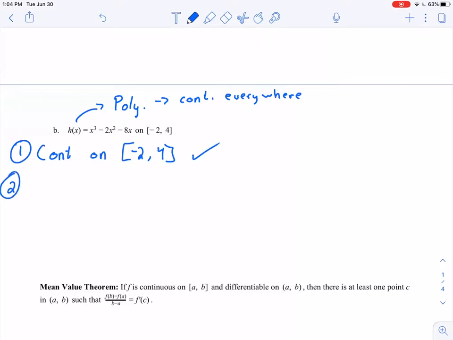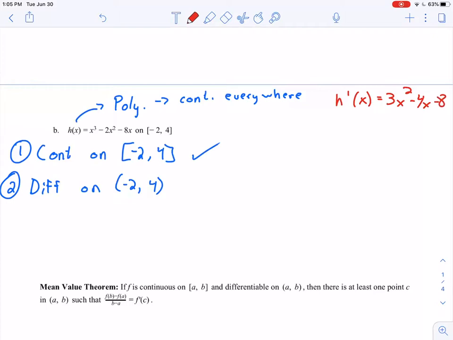Second condition, is it differentiable on the open interval -2 to +4? Last time we graphed it. This time, I think it's a little bit trickier to graph, so I might suggest we find the derivative. I'm going to do that over here in red. h prime of x this time is x cubed minus 2x squared minus 8x. Nope, I forgot to take the derivative. I just copied down the original function, didn't I? It will be 3x squared minus 4x minus 8.